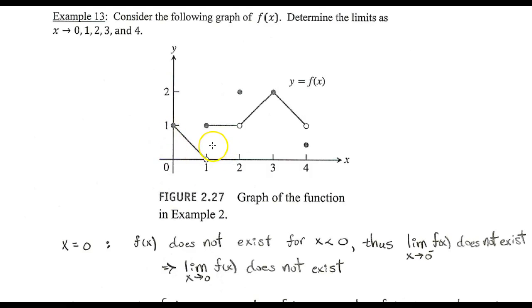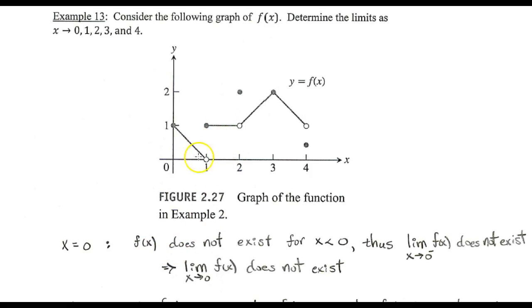Even though as I'm coming in from the right side of 0, the function looks like it's approaching 1, that's only true on the right side of 0, not the left side of 0. So that means the limit does not exist as x approaches 0 for this function, simply because the function itself does not exist for x less than 0.